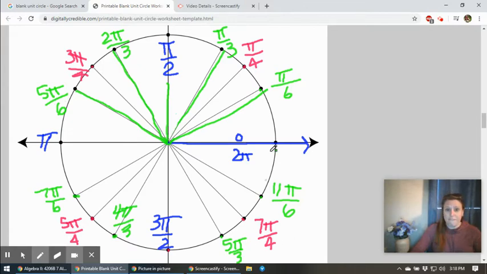Once you know how to fill in your unit circle in radians, you can do the same thing you did with the degrees that we showed in the last video, which is to take any of these points and to find the cosine and sine, you simply look at the coordinates of those points. So once you have your unit circle all filled in with your radians and degrees, you can find cosine and sine of any angle immediately just by looking at the coordinates.